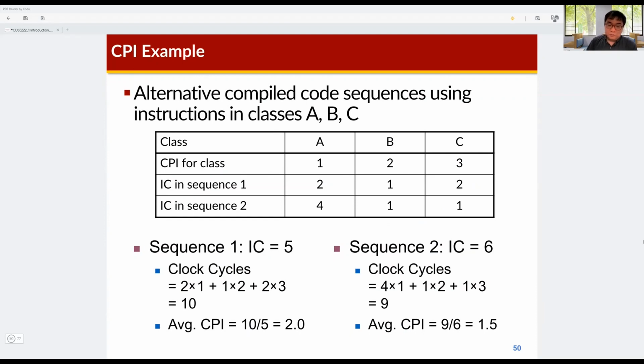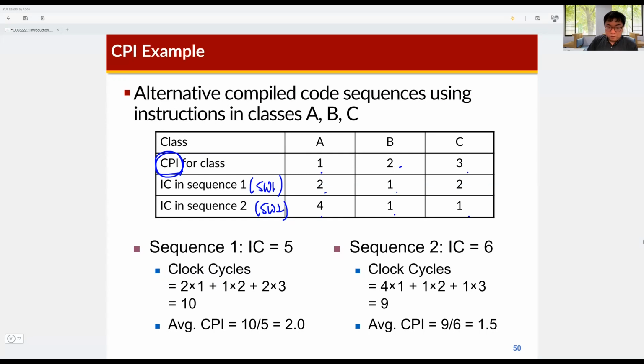So this is the example. This is the instruction class: instruction A, instruction B, and instruction C. And this is the CPI. The CPI of instruction A is 1, B is 2, C is 3. And this is the instruction count in sequence 1, software 1. For software 1, the instruction count of class A is 2, B is 1, C is 2. For software 2, the instruction counts are 4, 1, 1.